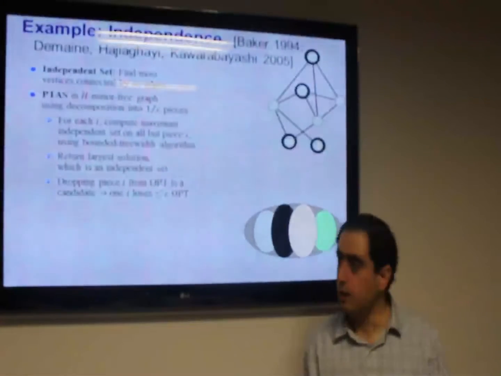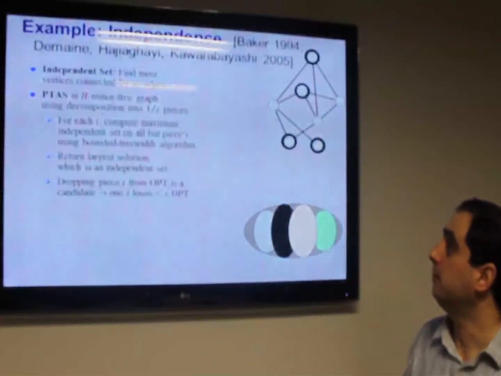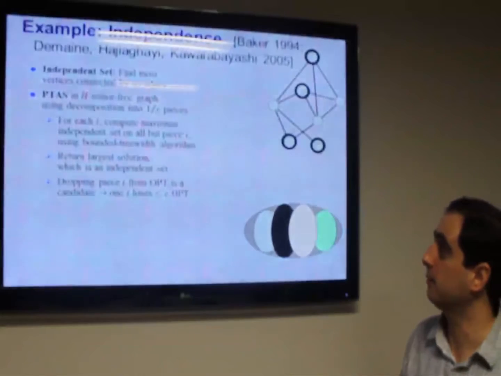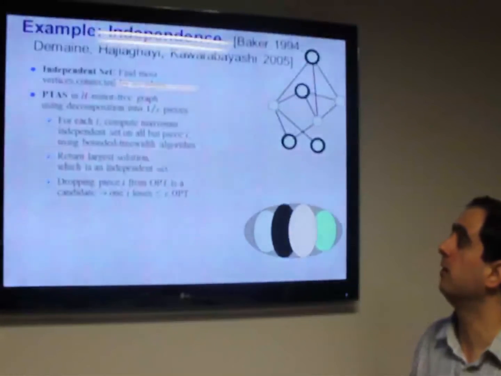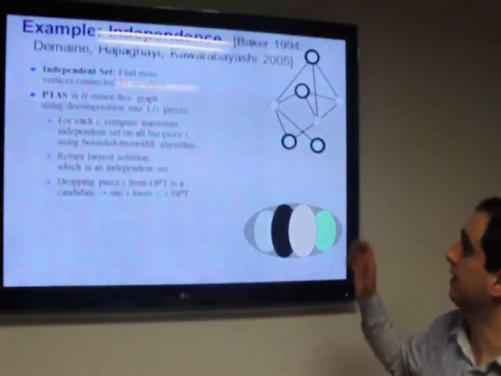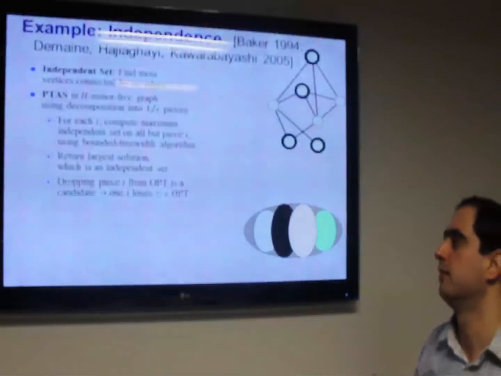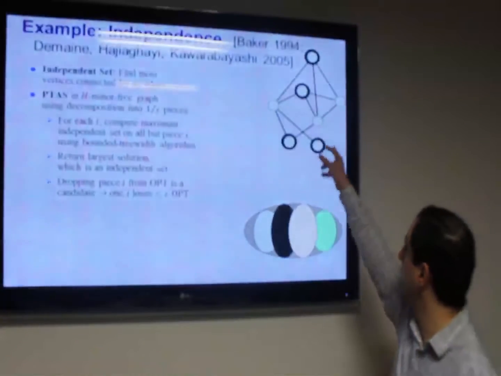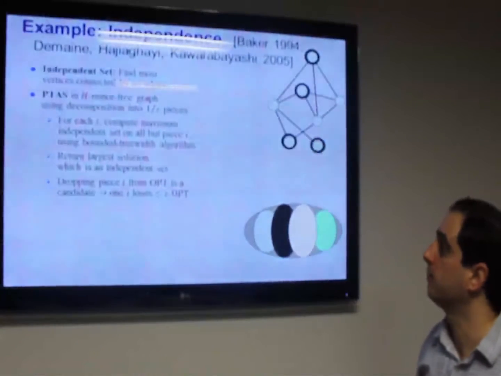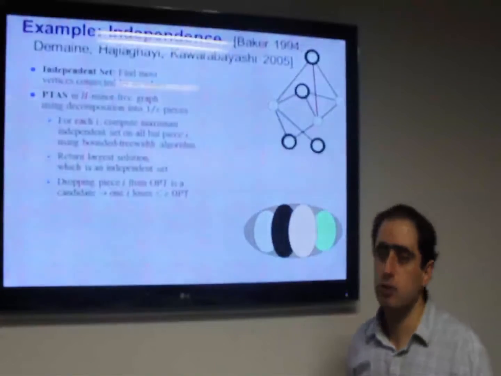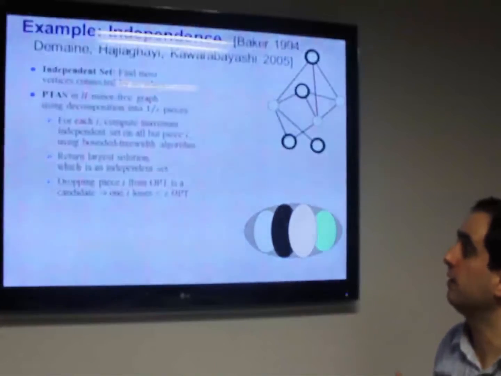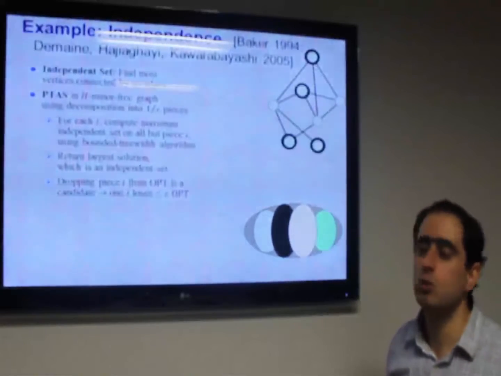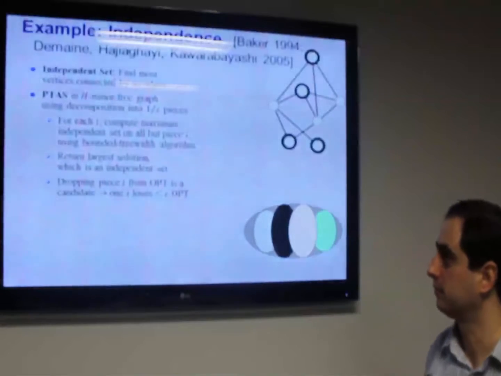Okay, another important problem is independent set. What is the independent set problem? You are given a graph, and you want to find the largest number of vertices such that there is no edge in between. Using this theorem that I mentioned, I want to say there is a PTAS for independent set in H-minor free graphs, using decompositions into 1/epsilon pieces.